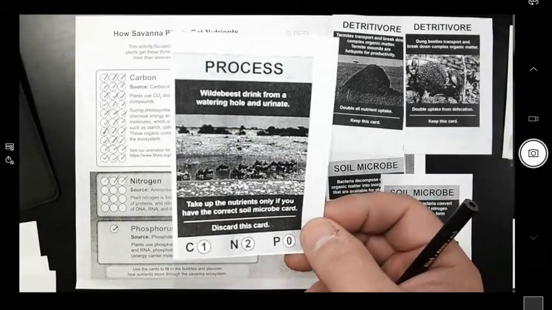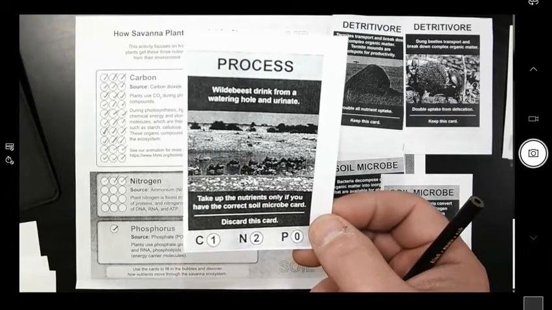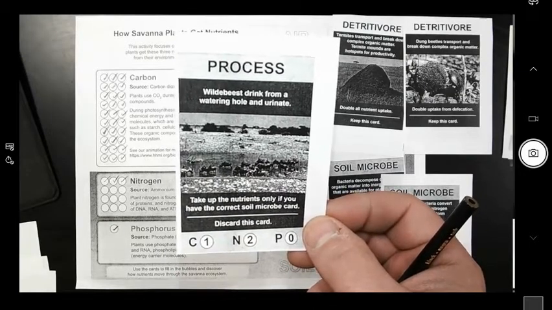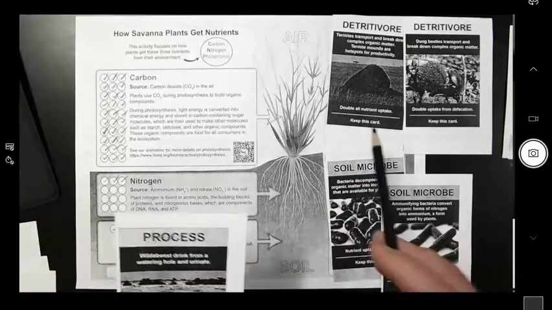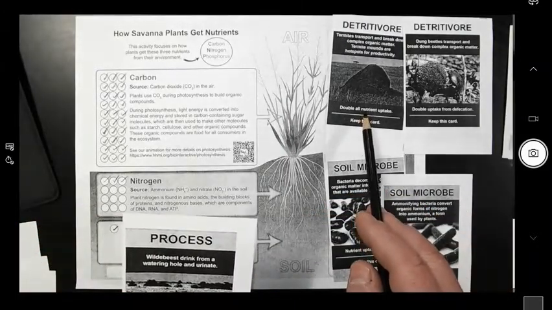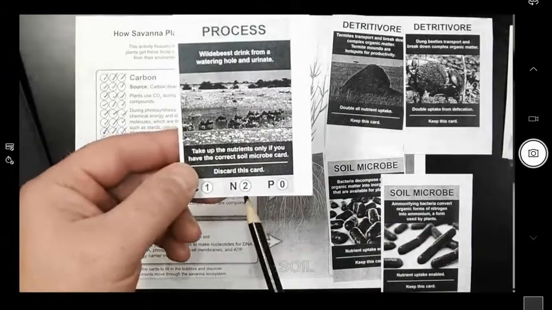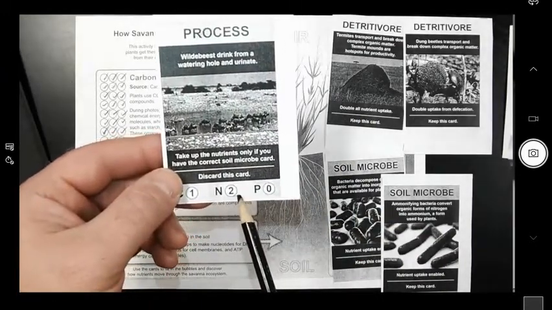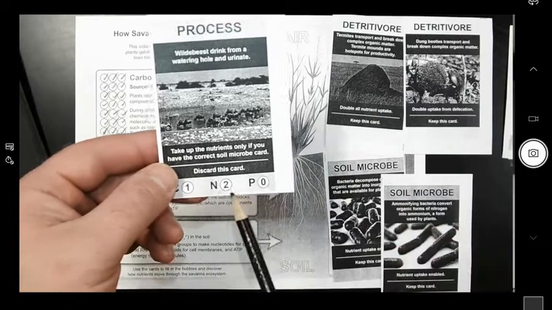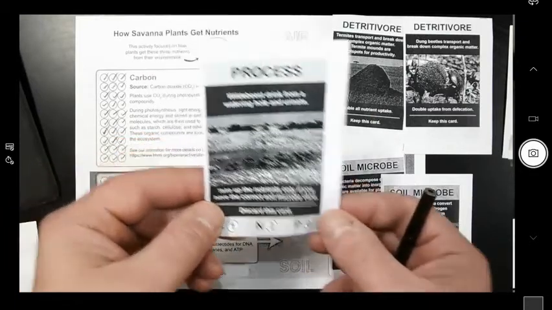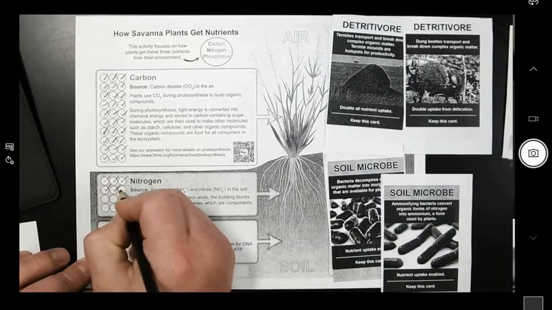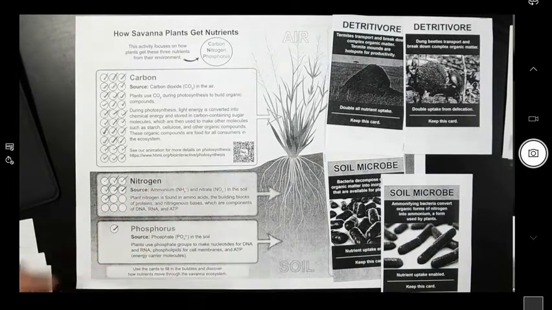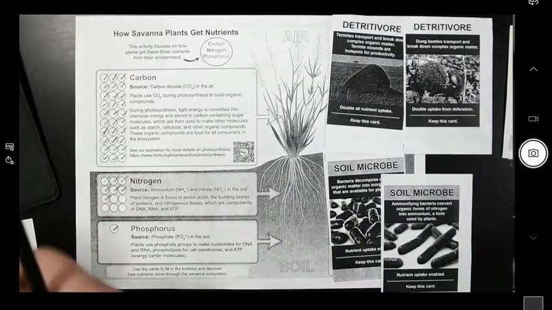Oh, look. Wildebeest drink from a watering hole and urinate. Take up the nutrients only if you have the correct soil microbes, which we do, and not only that, but we get to double all of our nutrient uptake. So thank you, Termite Hill. That means we get 4 nitrogen in this case. Five more nitrogen.